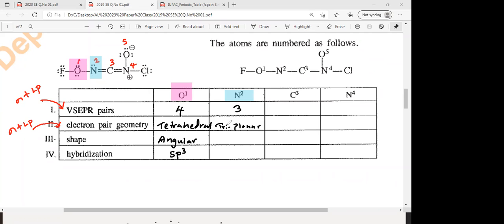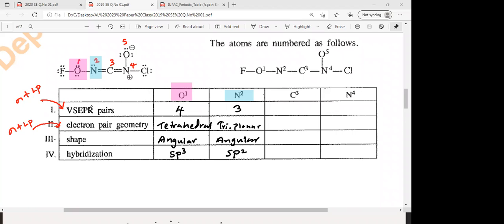Electron pair geometry will be trigonal planar, right? What about the shape? Same as before. Since there's one lone pair, it's angular, or bent, or V shape. Then hybridization is sp2, because the pi bond is not considered. Only 3 VSEPR pairs. So that's correct.